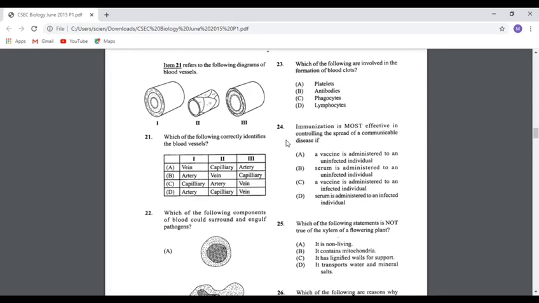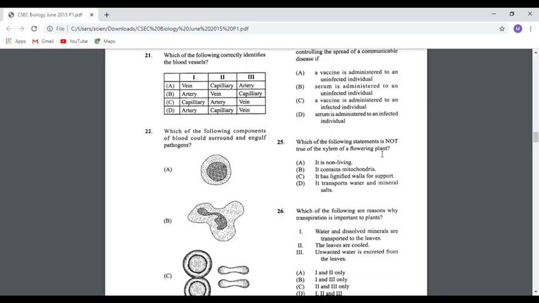So 24, again. Immunization is most effective in controlling the spread of a communicable disease if A, a vaccine is administered to an uninfected individual, B, a serum is administered to an uninfected individual, C, a vaccine is administered to an infected individual, and then D, the serum is administered to an infected individual. So the answer would be A, a vaccine is administered to an uninfected individual.